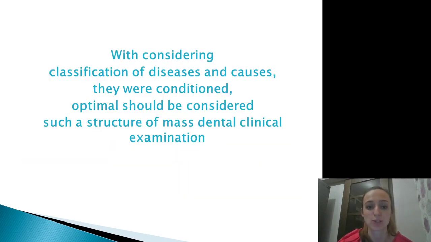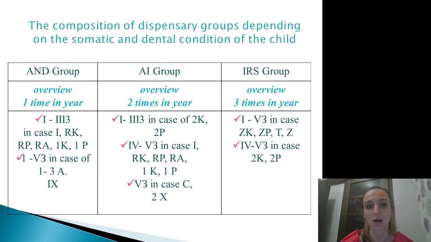Considering the classification of diseases and the causes that conditioned them, optimal should be considered such a structure of mass dental clinical examination. The composition of dispensary groups depends on the somatic and dental condition of the child. And different groups overview: the first group is reviewed 1 time a year, the second 2 times, and other groups 3 times in a year, sometimes more.